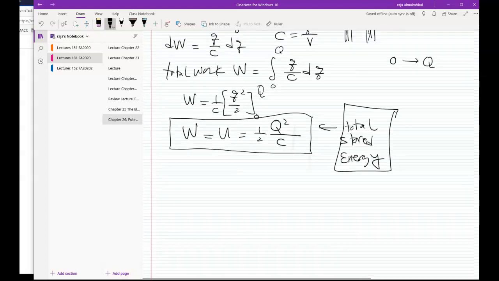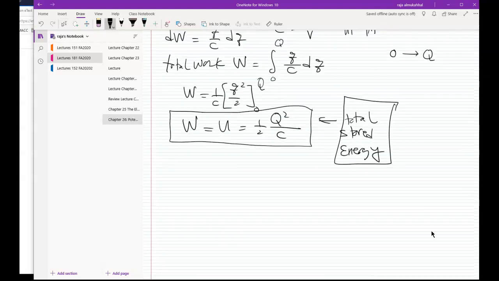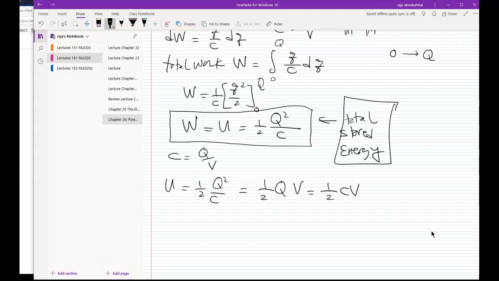Of course, I can write it differently since C is equal to Q over V. So that means U is equal to 1/2 Q squared over C. It's also equal to 1/2 QV. And the one I personally memorized, 1/2 CV squared. There we go. These are all different forms. You use the one that is suitable for your problem. Good.